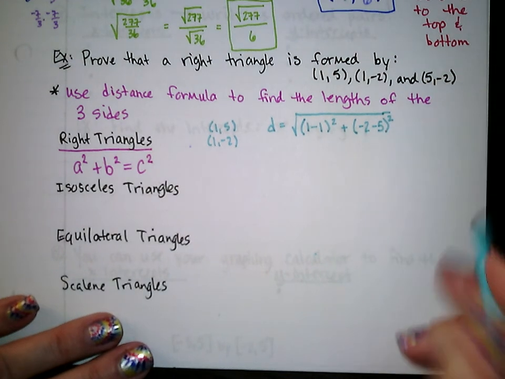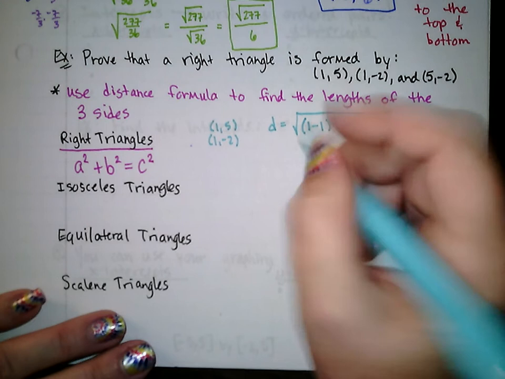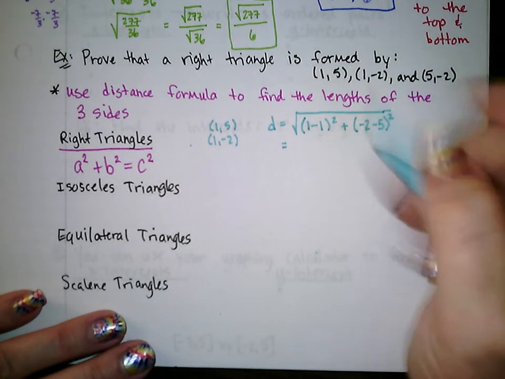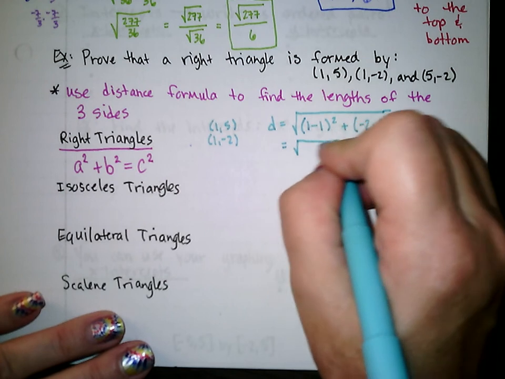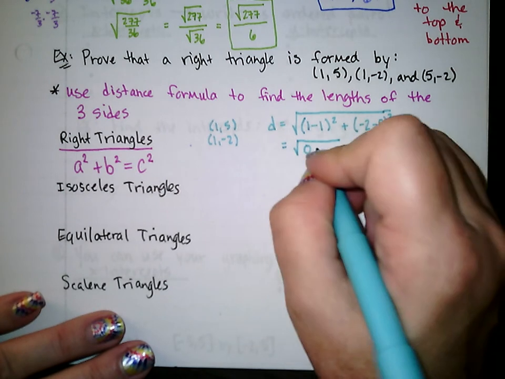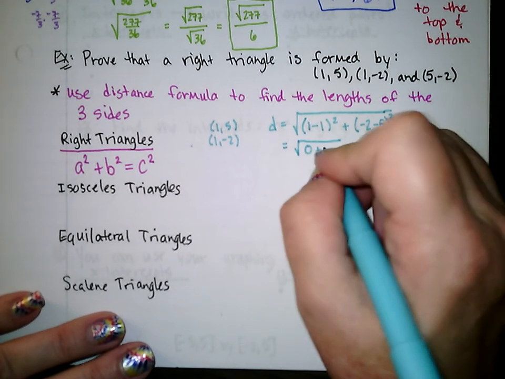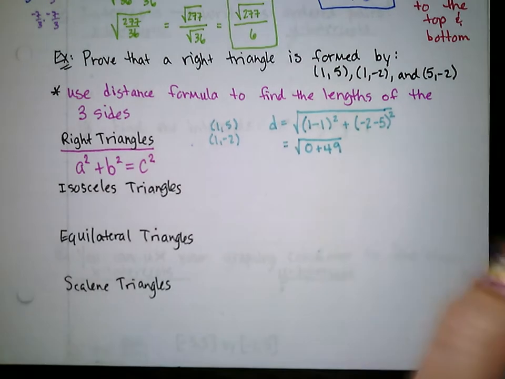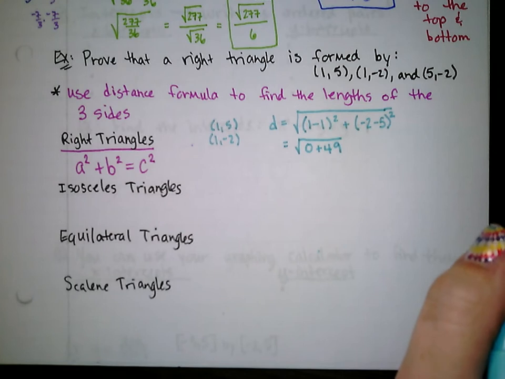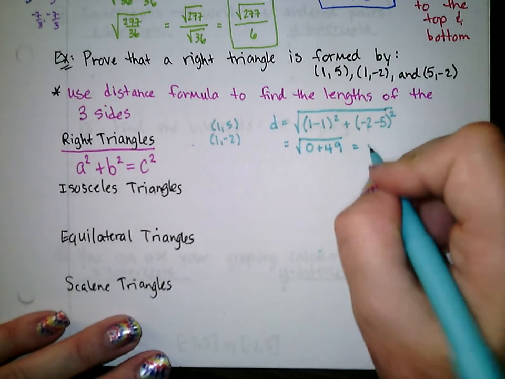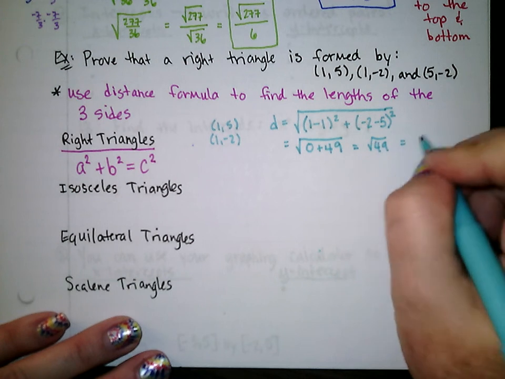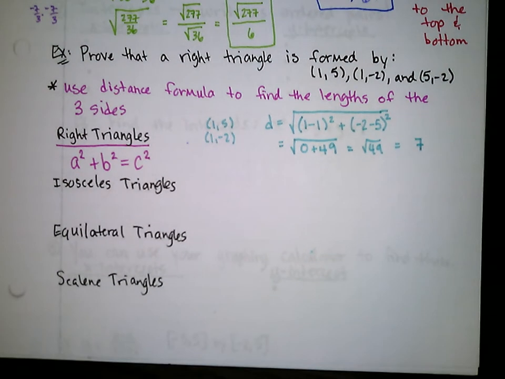We square that. So that will be 0 squared plus -7 squared, which is 49. So that's going to give us square root of 49, which is 7. So one of our sides is 7 units long.